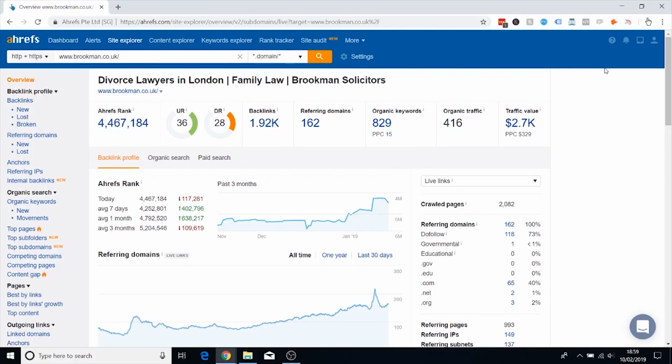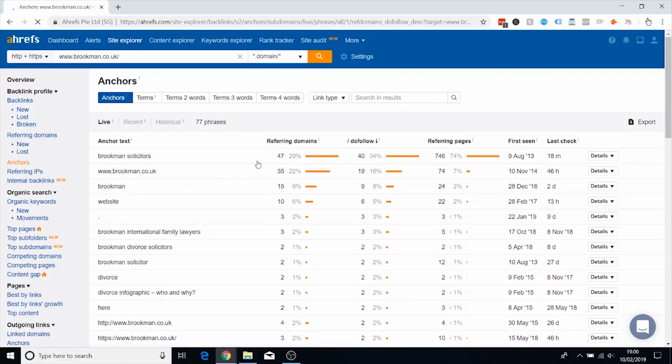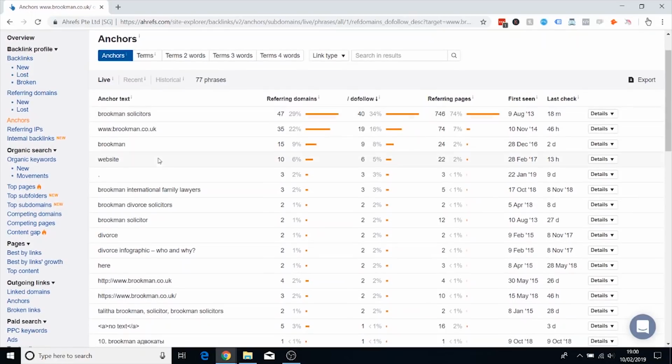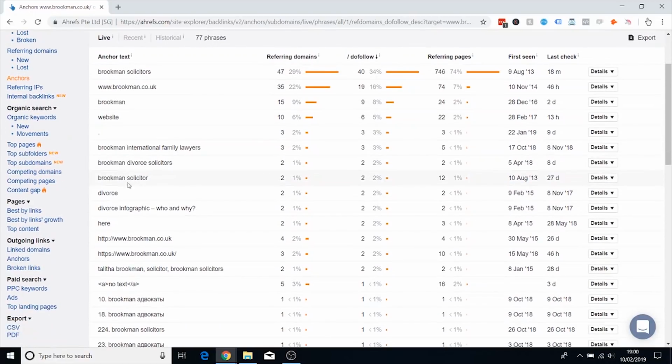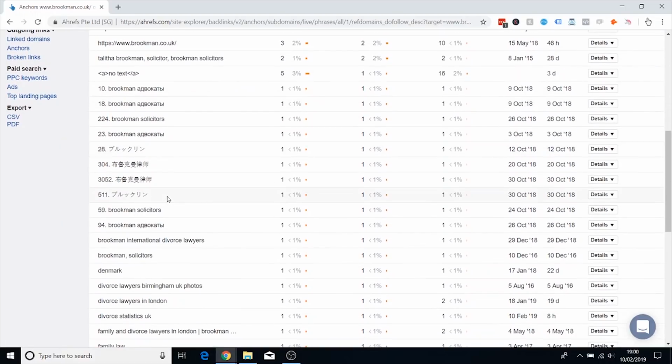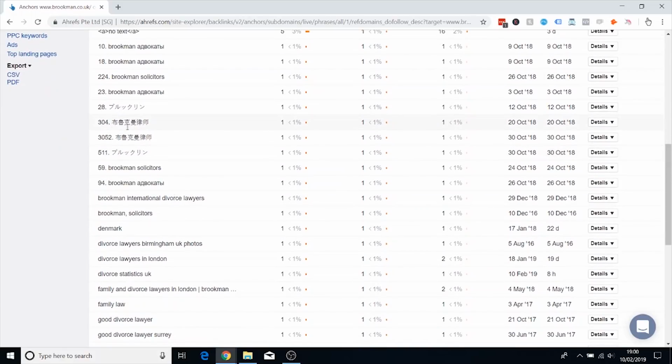Referring domains. Okay, so this is the fourth position. They have 162 referring domains. Let's take a look at the anchor text. Alright, once again, they have their brand plus the keyword. Brand, and some more brand plus keywords. They got spammed a little bit here.